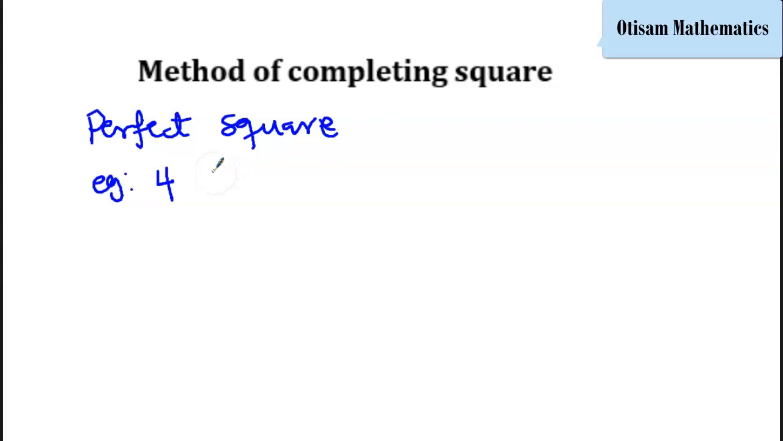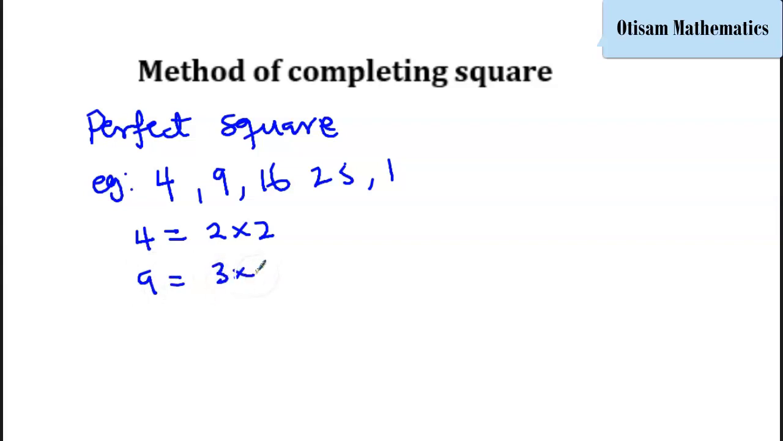Before that, we know that when a number is perfect square, we don't struggle to identify. Examples are 4, 9, 16, 25, even 1 is a perfect square. 4 can be written as 2 times 2, which is 2 squared. 9 can also be written as 3 times 3, which is 3 squared. 25 is 5 times 5, which can be written as 5 squared.